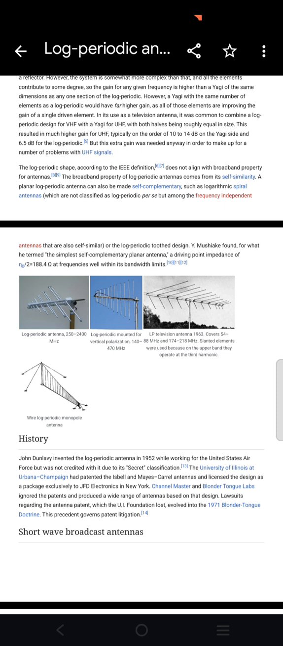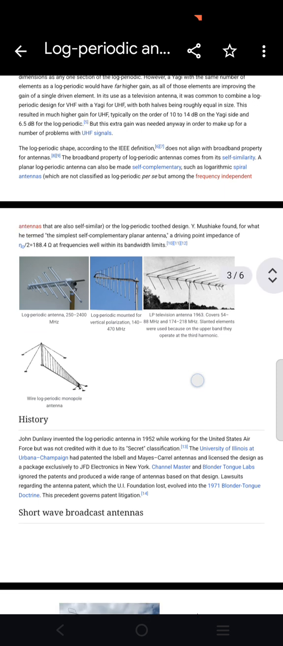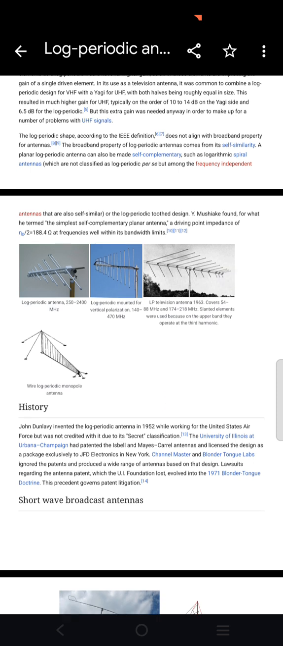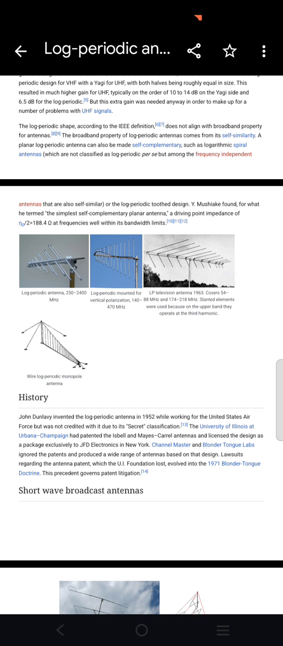According to the IEEE definition, the log periodic shape does not align with the broadband property for antennas. The broadband property of log periodic antennas comes from its self-similarity. A planar log periodic antenna can also be made self-complementary, such as logarithmic spiral antennas. The logarithmic spiral antennas, which are not classified as log periodic per se but among the frequency independent antennas that are also self-similar, are the log periodic toothed design.